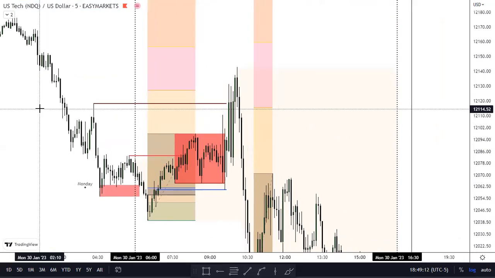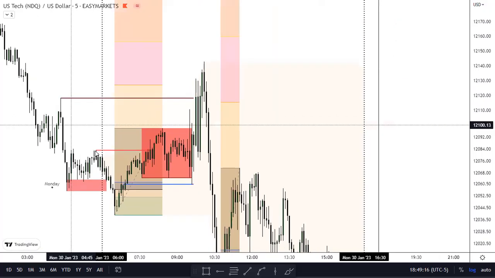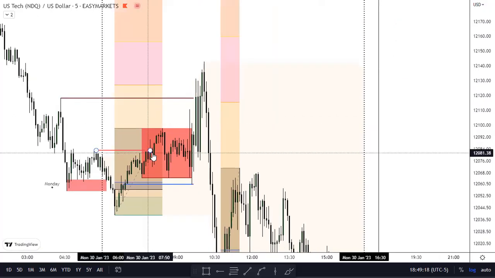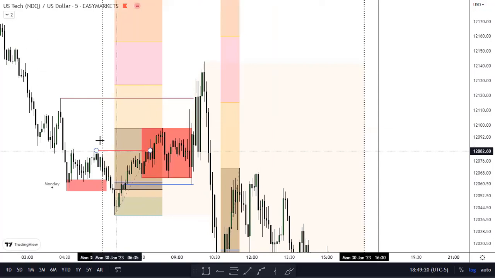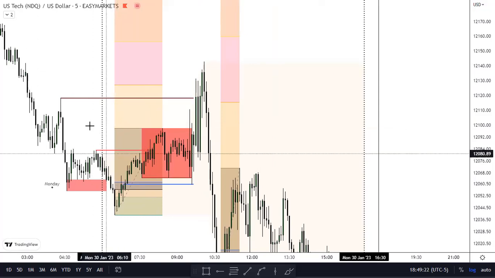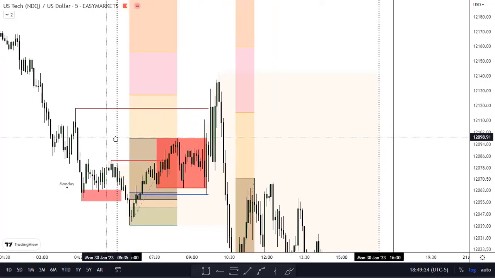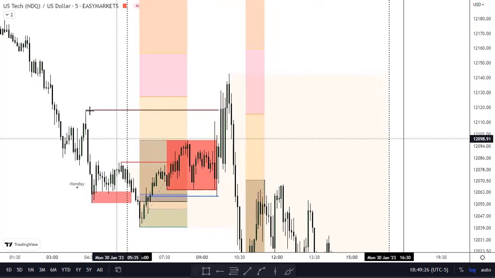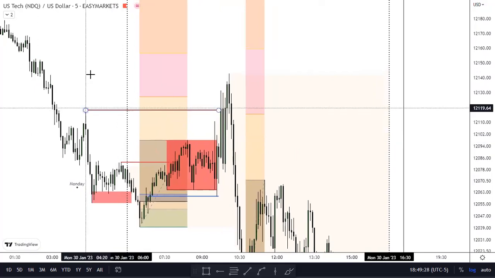But what I was waiting for was the market structure shift. This high was taken, and I knew that the market took out this high and must retrace back inside the range. And where is the next draw on liquidity? This clean high. This high is very clean.